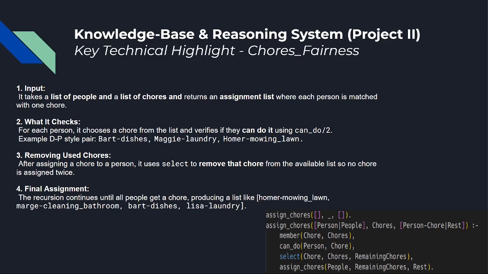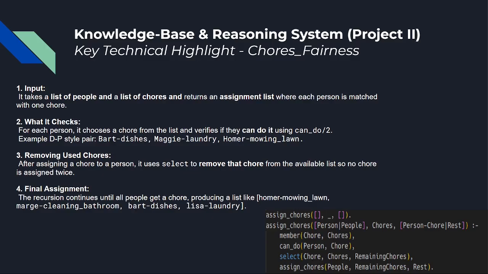So what it does is take the list of people and the list of chores as input, and return an assignment list where each person is matched with exactly one chore. Next, it does a compatibility verification. It checks, for each person, a chore from their available list, and verifies whether they can do it. Once it verifies, it makes a pair connection, for example, Maggie can do laundry. Once it has the compatibility, it assigns it, and then the chore gets removed from the list so it doesn't get repeated.